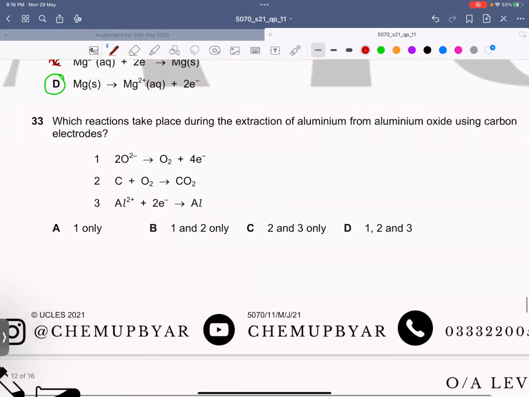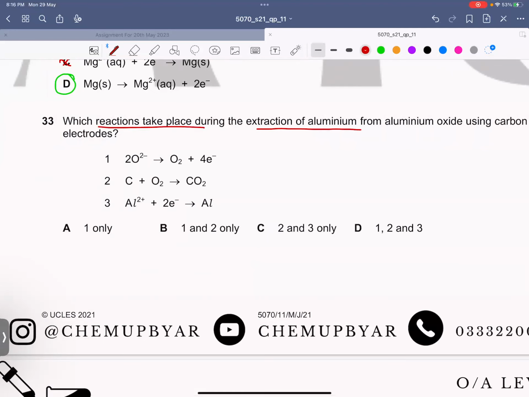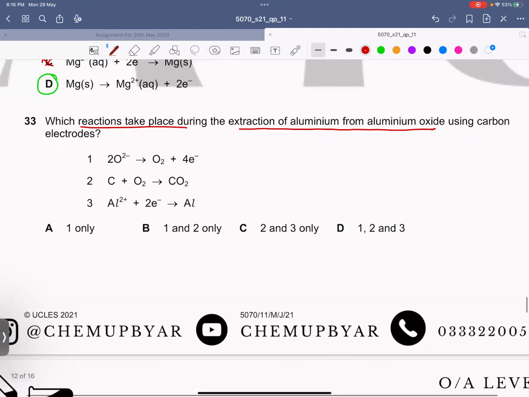Now question number 33. Which reaction takes place during the extraction of aluminium from aluminium oxide using carbon electrodes? Yes, this would happen at the anode for the oxide. This would also happen due to the high temperature. The oxygen forming at the anode reacts with the carbon anodes to form carbon dioxide, and as a result the size of the carbon anodes decreases. That's what we discussed in the limitations as well. This is wrong because aluminium is +3. So B is your correct answer.